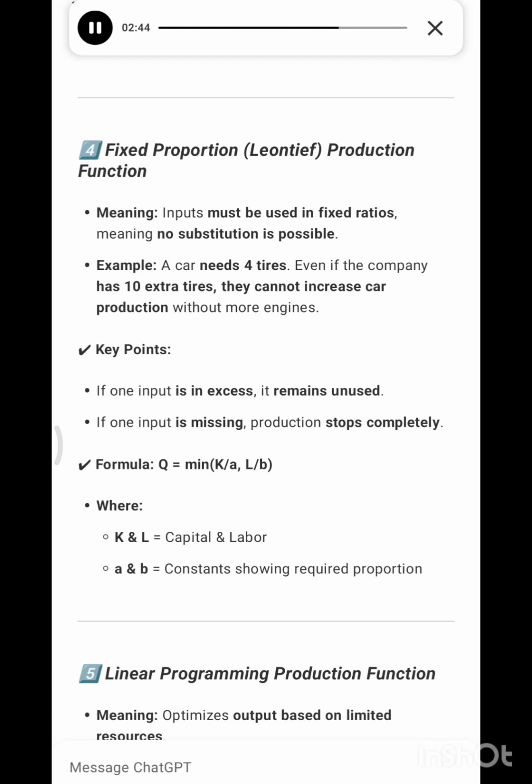Key points. If one input is in excess, it remains unused. If one input is missing, production stops completely. Formula, Q equals min(K/a, L/b), where K is capital and L is labor, and a and b are constants showing the required proportion.